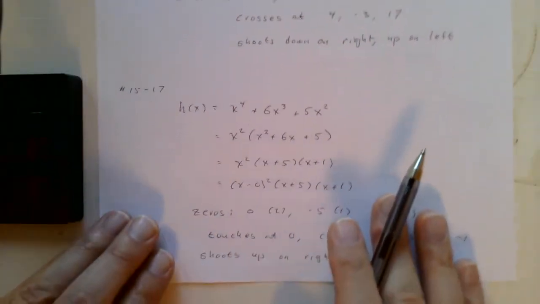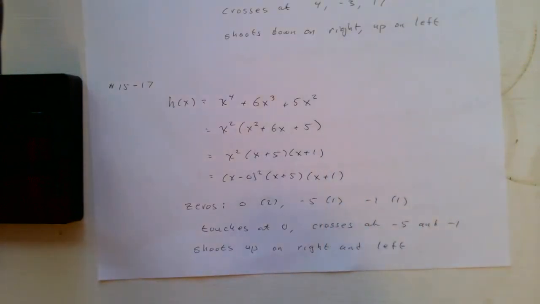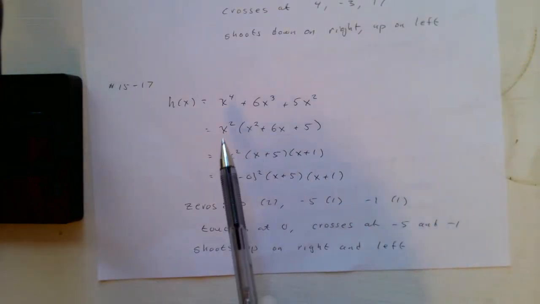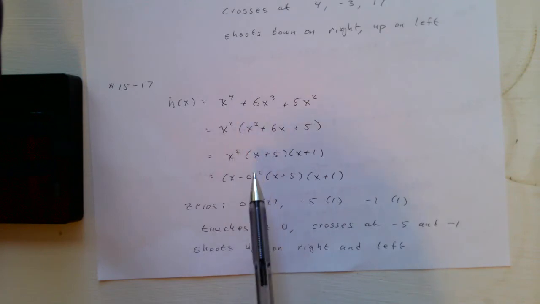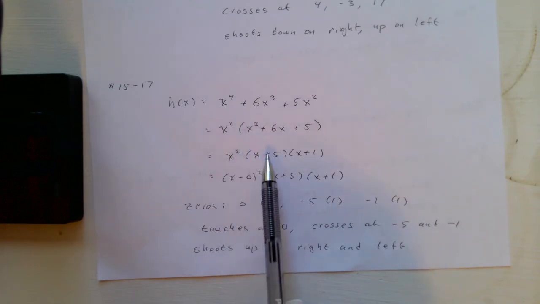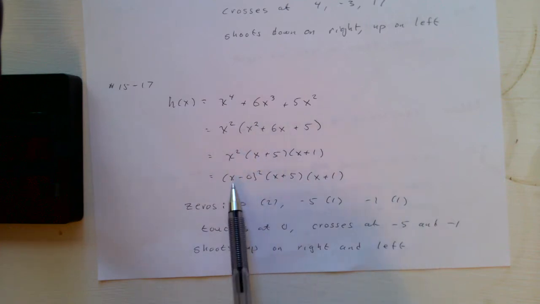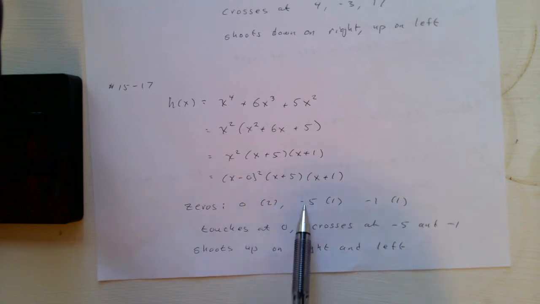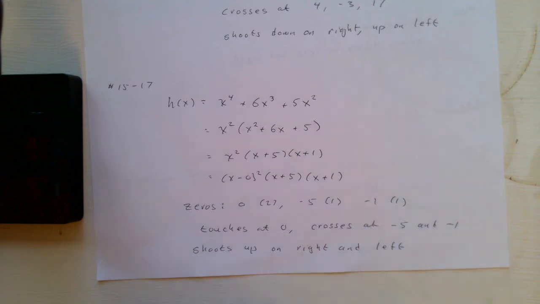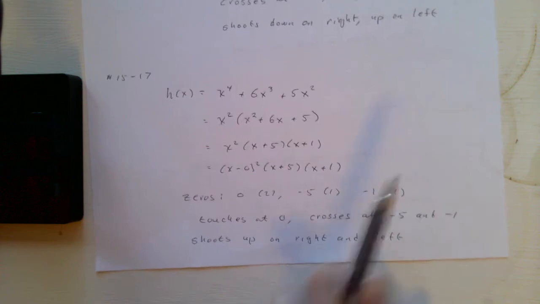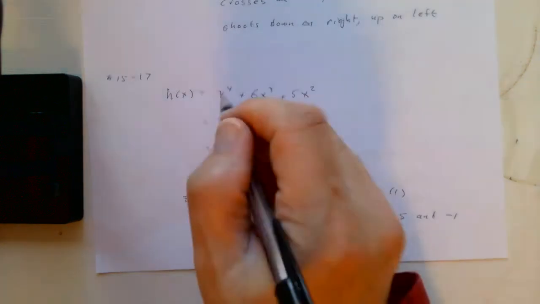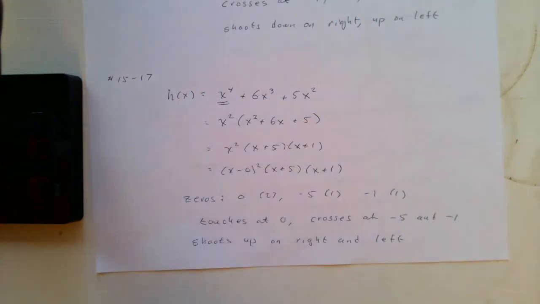For the next set of problems, 15 through 17, you had to factor out an x squared and then factor some more. And so you got x squared times x plus 5, x plus 1. x is the same as x minus 0. So there's our x minus 0. So 0 is a zero of multiplicity 2. Negative 5 has multiplicity 1. Negative 1 has multiplicity 1. And so it touches, crosses, crosses, and then it shoots up on the right and the left, because the leading term is x to the 4th.